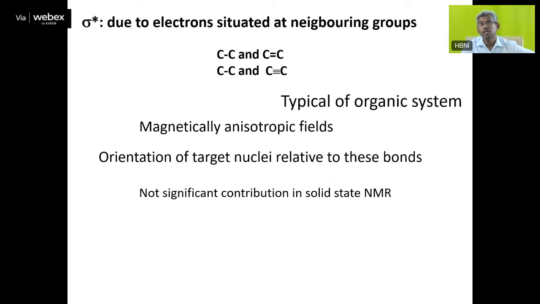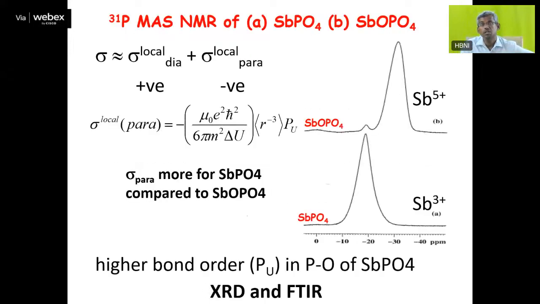As I mentioned, the sigma star contribution we will discuss towards the end of the course, maybe in the 10th or 11th lectures, where there is delocalization, a benzylic linkage, or aromaticity around the silicon, aluminum or phosphorus nucleus, and how the chemical shift gets affected. It is not a significant contribution in inorganic materials or solid state NMR of inorganic materials.